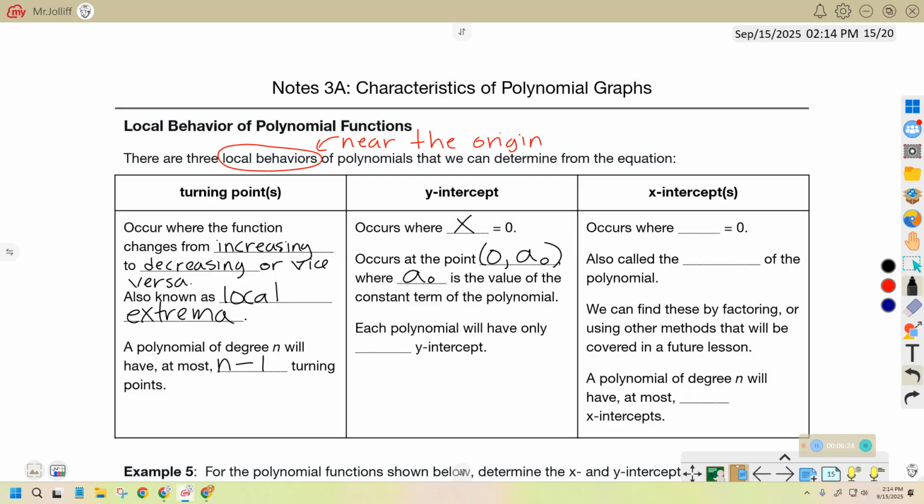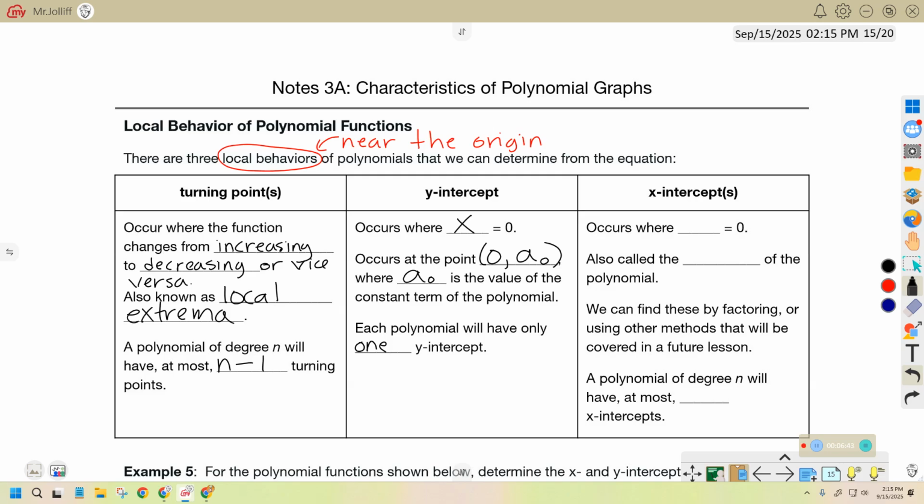Polynomials only have one constant term, therefore I should only have one y-intercept. I also know I should only have one y-intercept because if I had two, I would fail the vertical line test, which means I wouldn't be a function. Sad face.